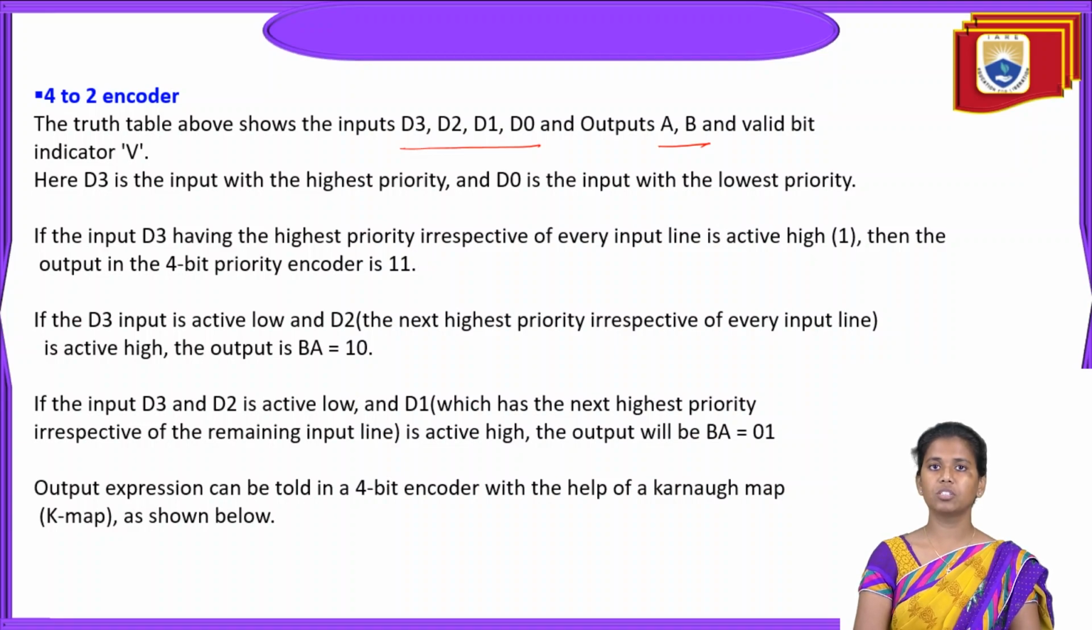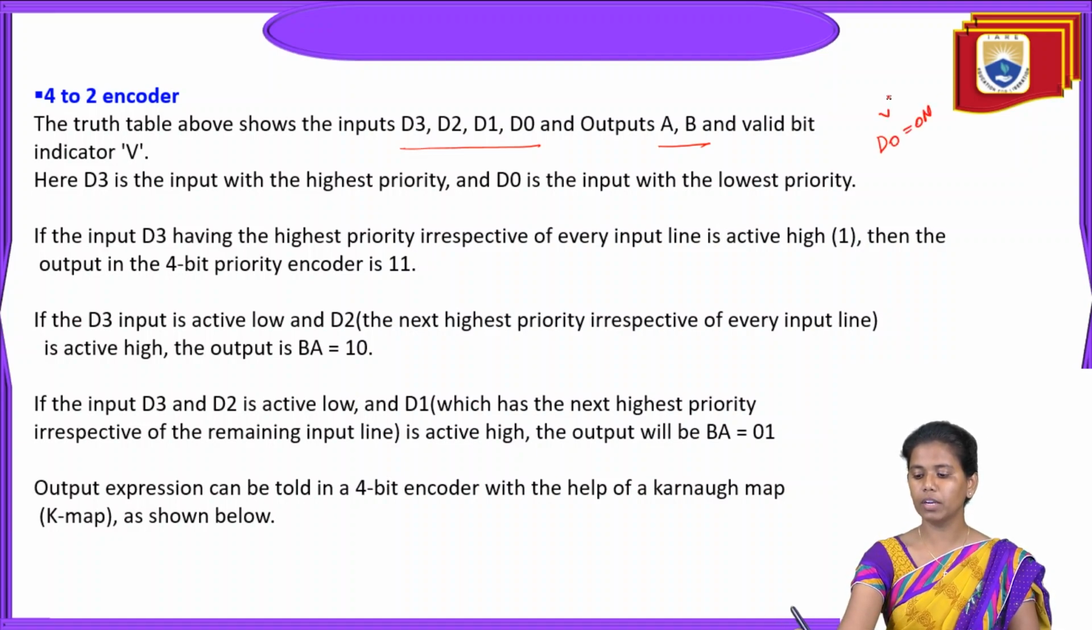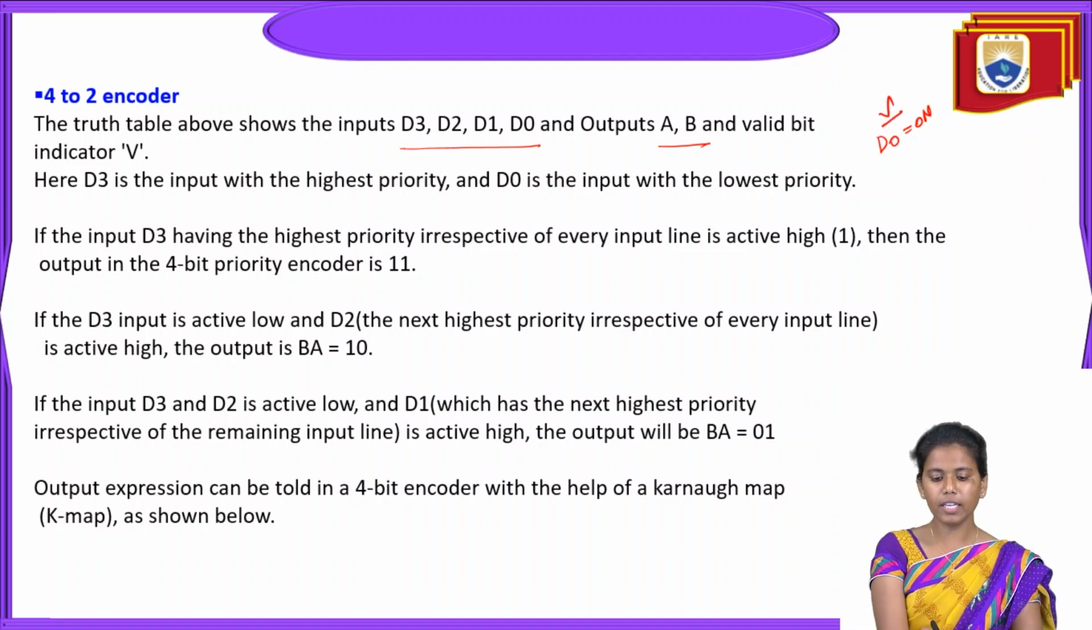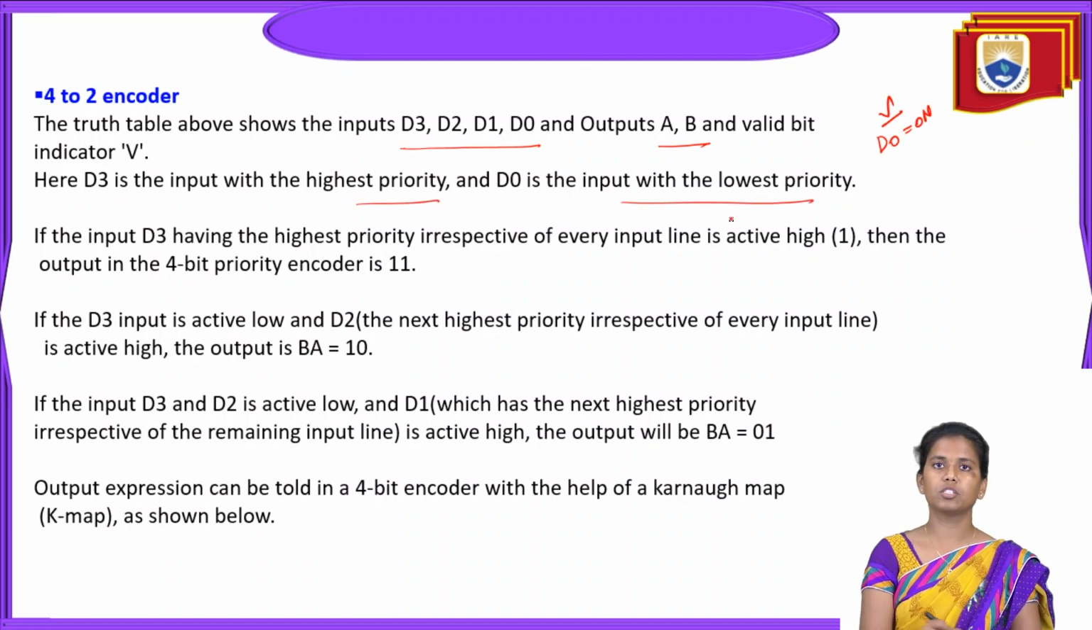Indicators are nothing but they just indicate, with respect to my outputs A and B, whether my bit D0 is in the on state. So my indicator will indicate that D0 is in the on state, like that. And here D3 is the input with the highest priority, and D0 is the input with the lowest priority.